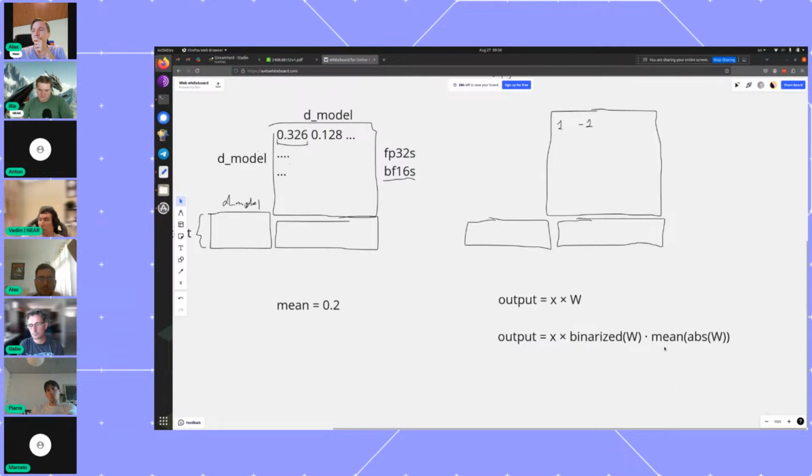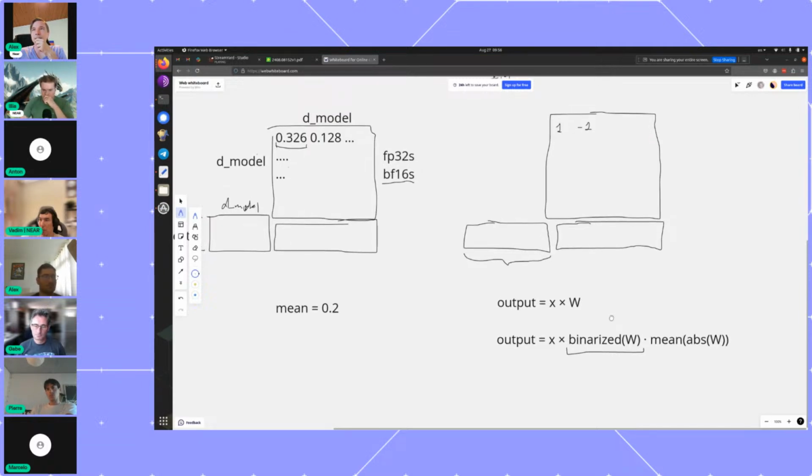Cool. Now the problem with this is that this operation is not differentiable. As you compute the forward path, you want to compute the backward path. The backward path should be the derivative of the function that you apply in the forward path, but this binarization step is not differentiable. You cannot really compute the backward path.